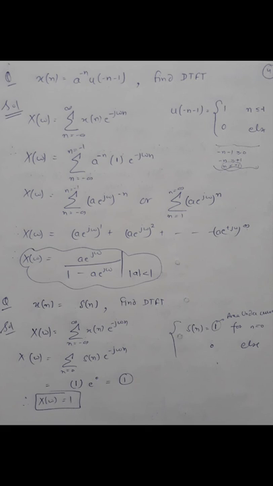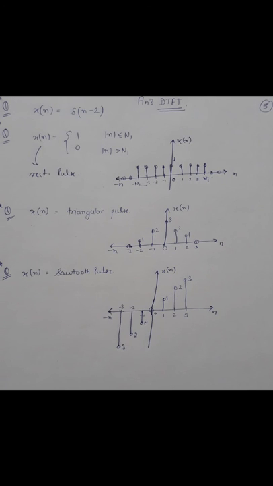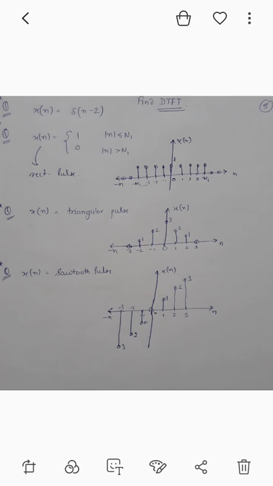Now few questions are given, you have to solve these. 4 questions are there. First one is x[n] equal to delta of n minus 2, find out the DTFT. Second one is a rectangular pulse, that is x[n] equal to 1 from minus n1 to plus n1, that is mod of n, meaning negative values also and positive values also. Minus n1 to n1, its value is 1, find out the DTFT. Third question is a triangular pulse, at 0 its value is 3, at 1 and minus 1 its value is 2, at 2 and minus 2 its value is 1, at 3 and minus 3 its value is 0, find out the DTFT.